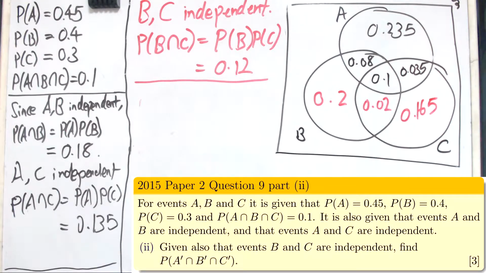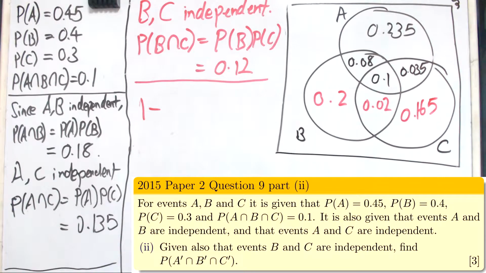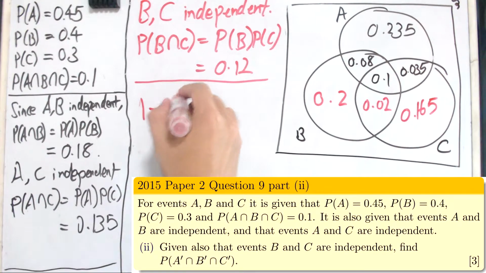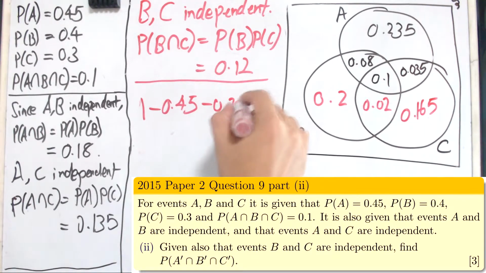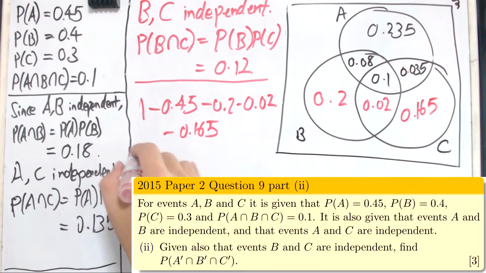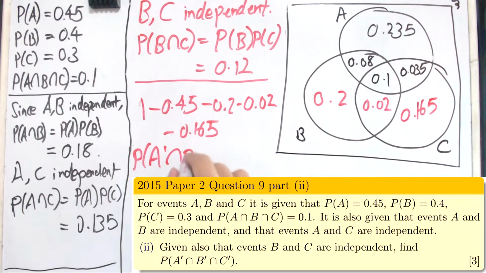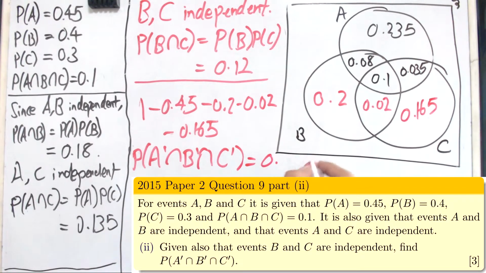Finally, the region outside, which is actually what we require in this question. The probability of A prime intersect B prime intersect C prime. So we take 1, the total probability, minus everything we see in our Venn diagram. A slightly faster way is to take the entire A, the probability of A being 0.45, and then minus these three quantities over here. So we have minus 0.2, minus 0.02, and minus 0.165. This gives us the probability of A prime intersect B prime intersect C prime to be 0.185. And this is our answer.